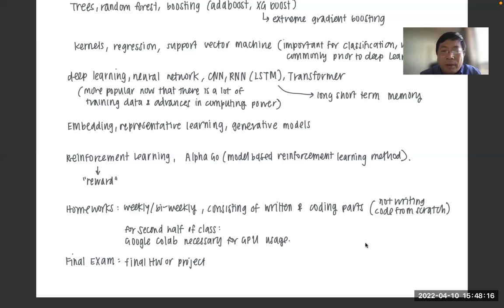And also for the second half of the class, we probably will use Google Colab for some deep learning code, because we need the GPU, the graphic processing unit, in order to do parallel computation. So I think nowadays they charge a small amount of money for this Google Colab if you want some decent computing. Otherwise, they will assign you to some very trashy GPU, which will take you a long time to finish running the code.